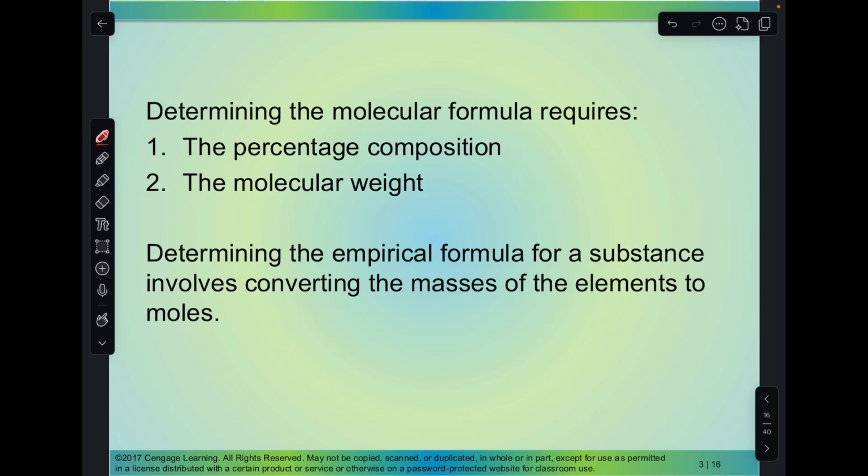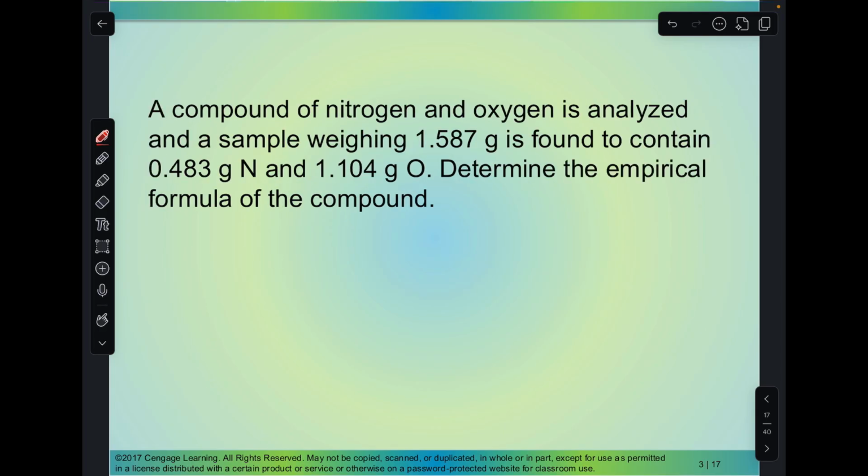And so we can then find the molecular formula. If we wanted to use this for finding the molecular formula, we would want to know the percentage composition, which the empirical formula is going to help with. And we also want to know what the molecular weight is. Determining the empirical formula is going to be like converting the masses of elements to moles. And so we will have to do that. All right, I'm going to give you a second to just read this, give it a shot on your own. It's basically exactly what we did before. It's just a little bit different.